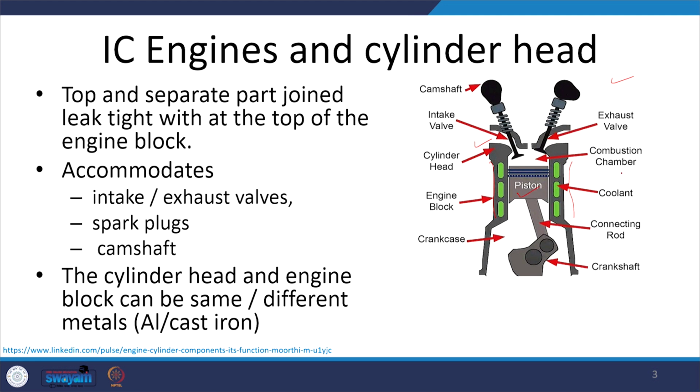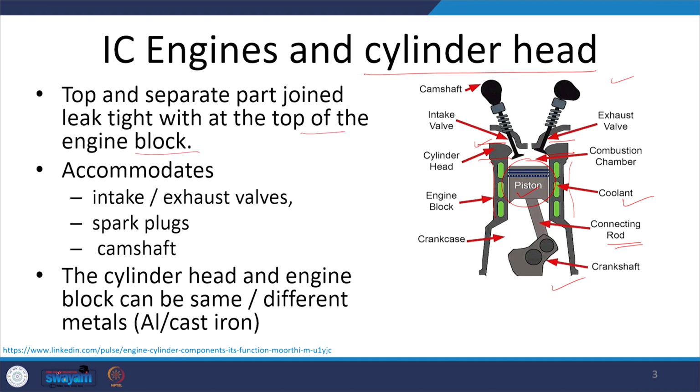The engine block is cooled to maintain its temperature, and the power generated results in reciprocating movement, which is converted into rotary movement with the help of the connecting rod and crankshaft, and there is a crankcase also. This case study is particularly related to the cylinder head and the pistons. This is the piston part, and the cylinder head is bolted or fitted at the top of the engine block, a separate part joined in a leak-tight manner with the top of the engine block.